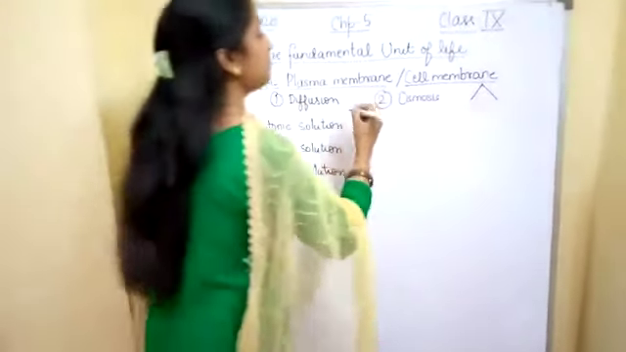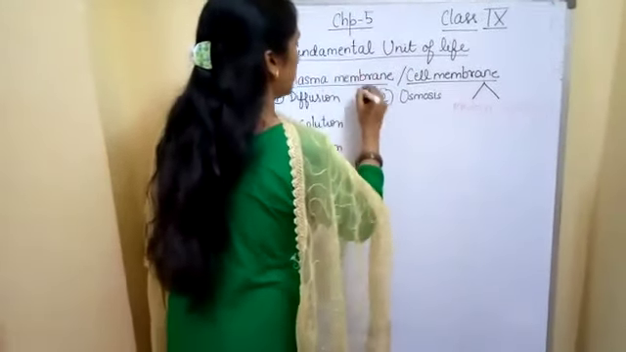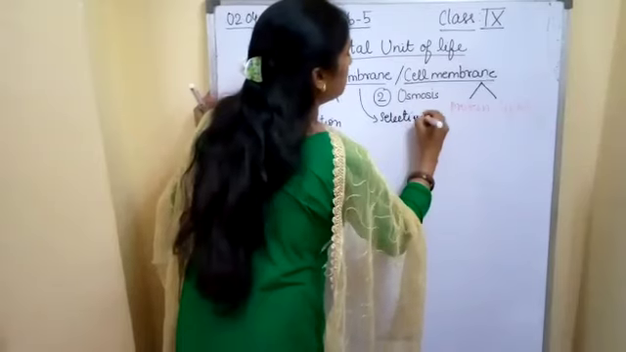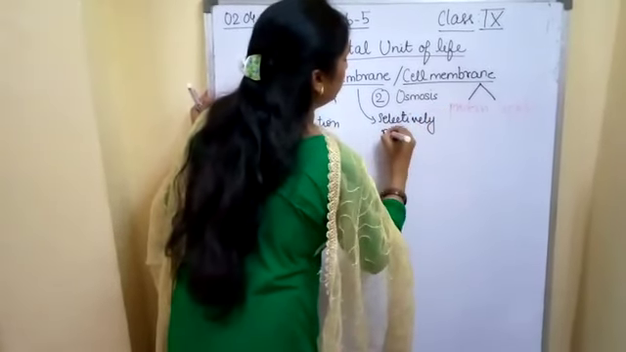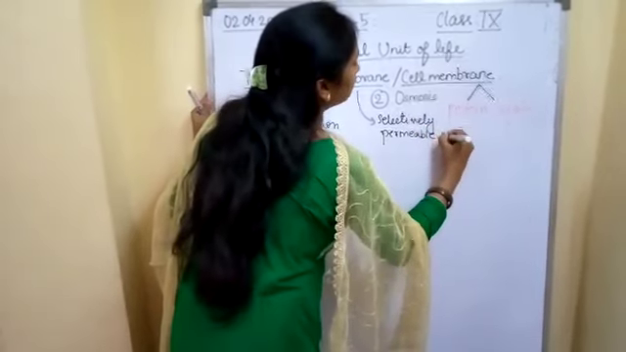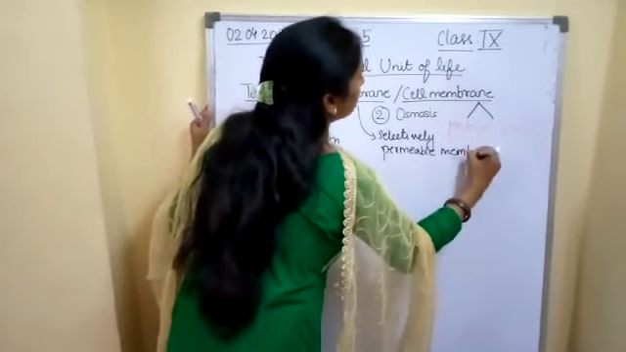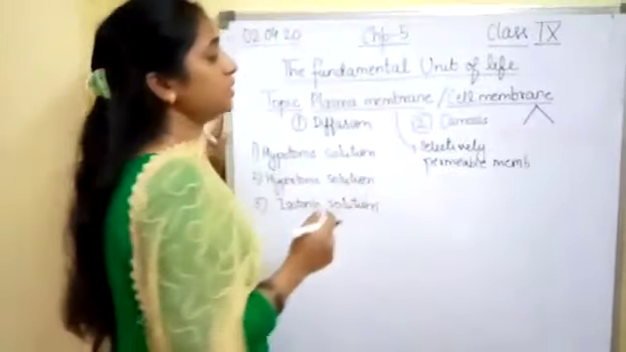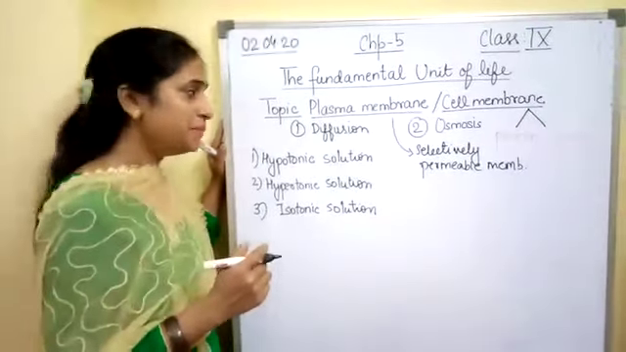That is why plasma membrane is also known as selectively permeable membrane, because it does not allow everything to move inside the cell. So what is another name? Selectively permeable membrane. In the exam also it can be asked why plasma membrane is known as selectively permeable membrane.